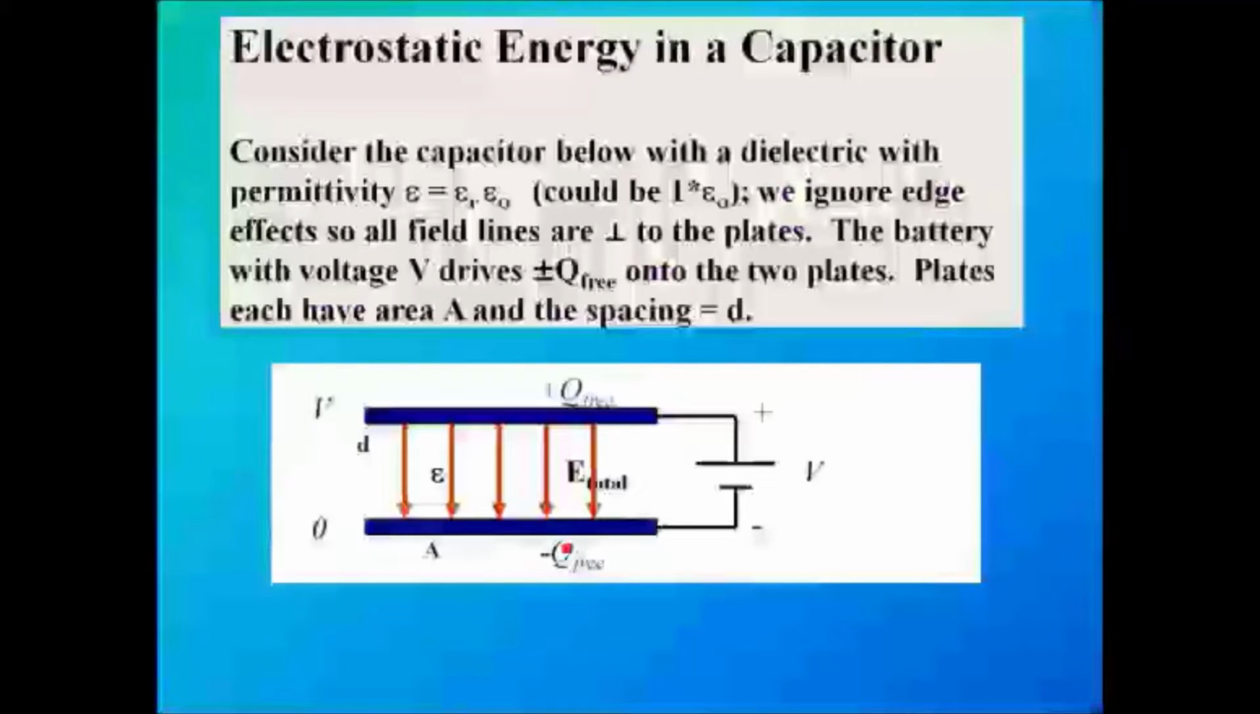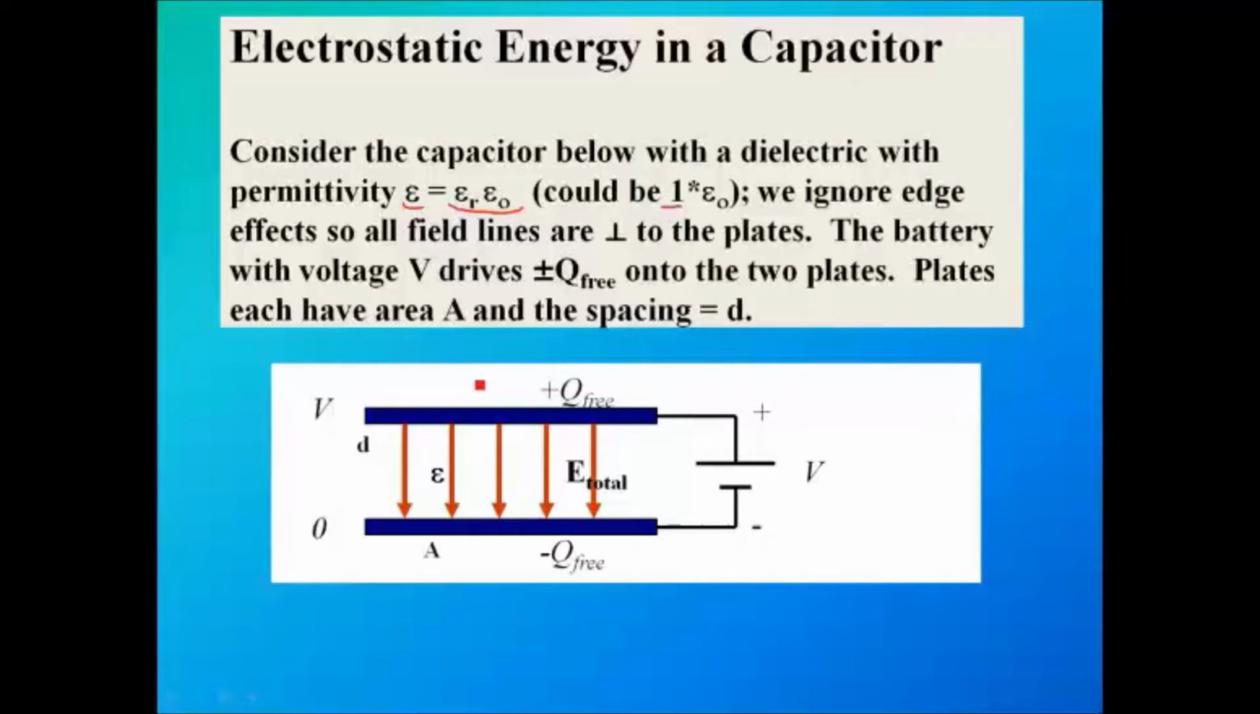So let's take a look at a parallel plate capacitor. Consider that the capacitor has a dielectric constant, with permittivity epsilon equal to the relative permittivity epsilon r times epsilon 0, and so this is the total permittivity. Epsilon r could be 1, in which case you're in a vacuum. We're going to ignore edge effects, so all the field lines are perpendicular to the plates. There are no fringing fields.